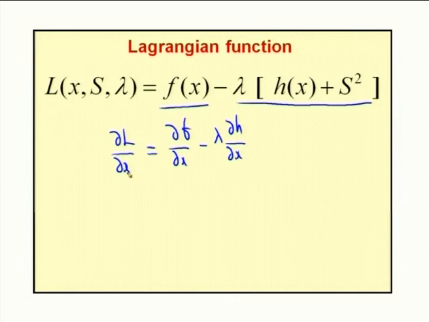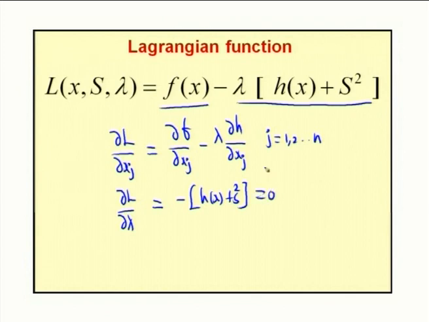If it is in terms of more than one variable, we will rewrite it as ∂L/∂x_j equal to ∂f/∂x_j minus lambda into ∂h/∂x_j, j varies from 1 to n. Now, the second one is ∂L/∂lambda, which we have minus of h of x plus s squared.